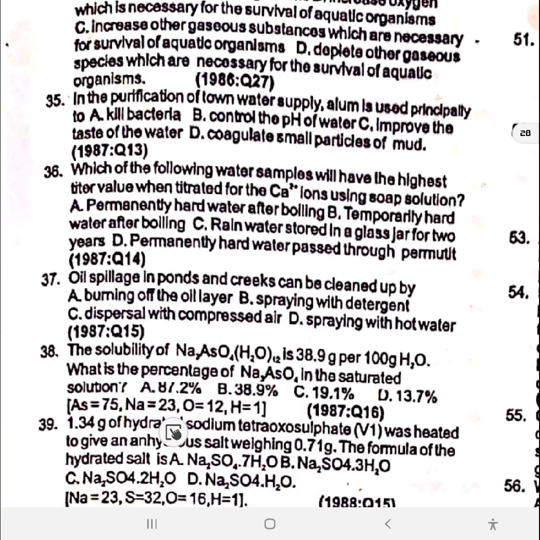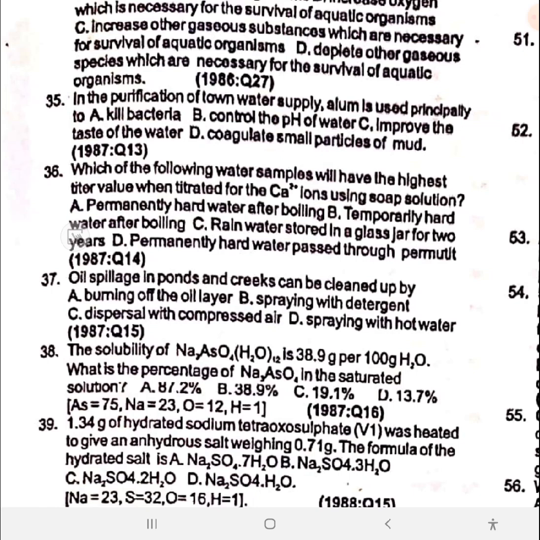Option D. 36. Which of the following samples will have the highest titre value when titrated for calcium ion using soap solution? First, I would like us to write this down. In the purification of water, chlorine is used to kill germs, or disinfection. Alum is used to aggregate smaller particles into larger ones, or coagulation, to aid sedimentation.